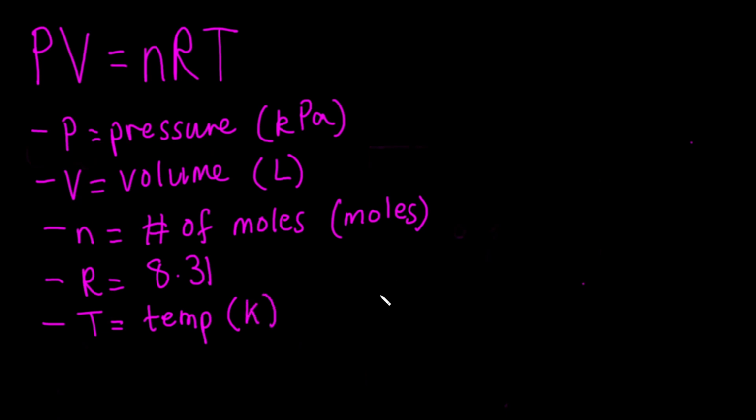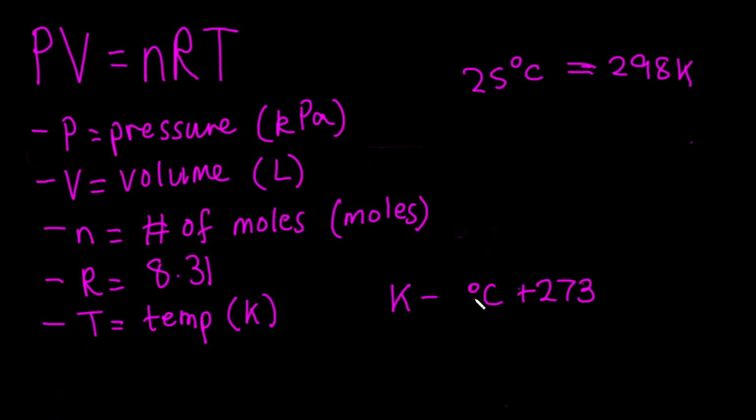Now, Kelvin is basically just degrees Celsius plus 273. So if you are at 25 degrees Celsius, that is the same as 273 plus that, which is 298 Kelvin. This is also written in your data book for easy access, so you don't have to memorize this conversion. You just need to look at your data book whenever you need to use it.